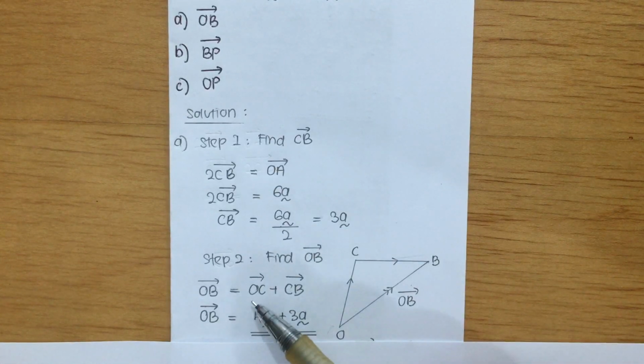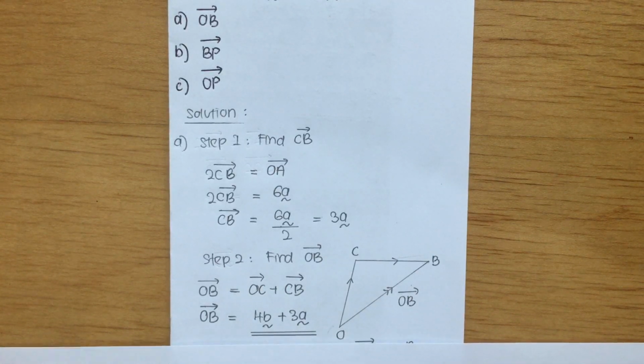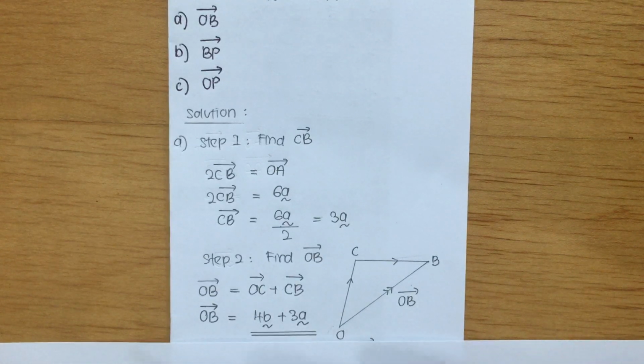So OB is equal to OC plus CB. OB is equal to 4B plus 3A. This is your answer, guys. Therefore your vector OB is equal to 4B plus 3A.